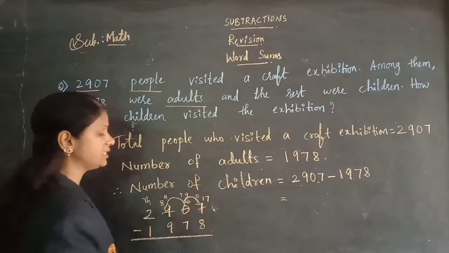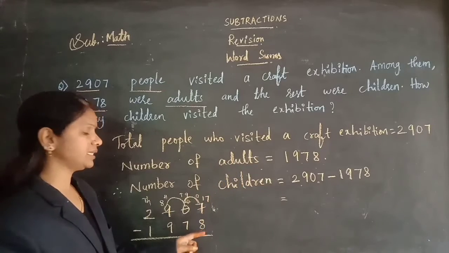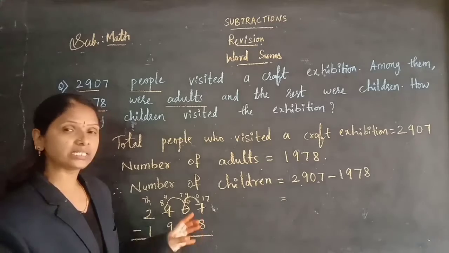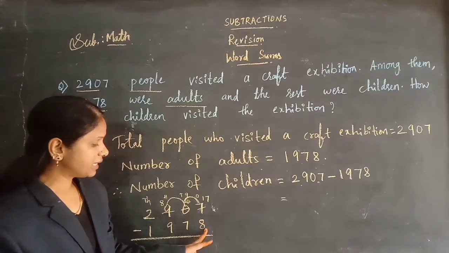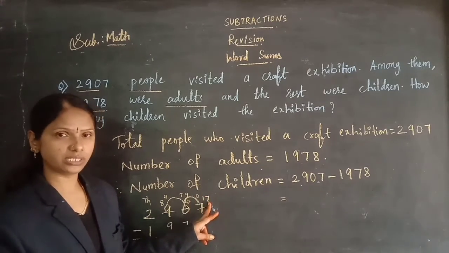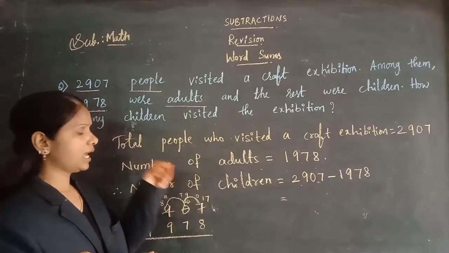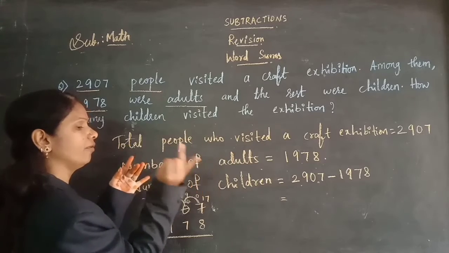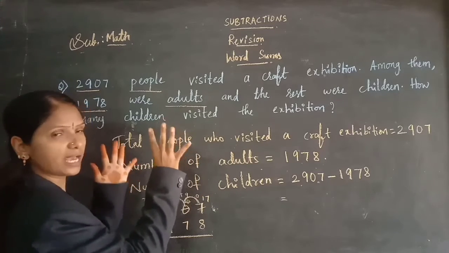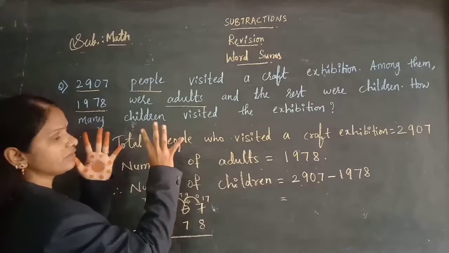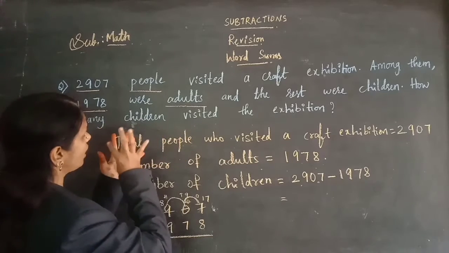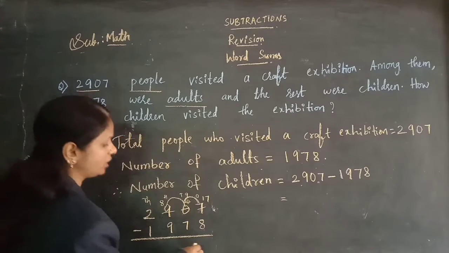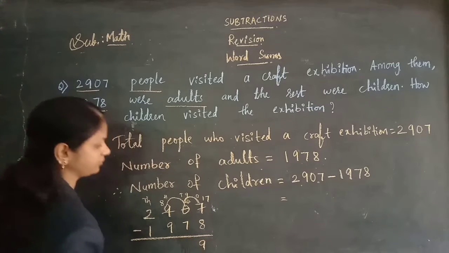Now let's subtract this ones column. 17 minus 8. It is possible, or else you can start from 8 and count how to reach 17. So 8, after that 9, 10, 11, 12, 13, 14, 15, 16, 17. I reached 17, children. To reach 17, how many numbers are required? 1, 2, 3, 4, 5, 6, 7, 8, 9. 9 numbers are required, children. So here I am writing 9.